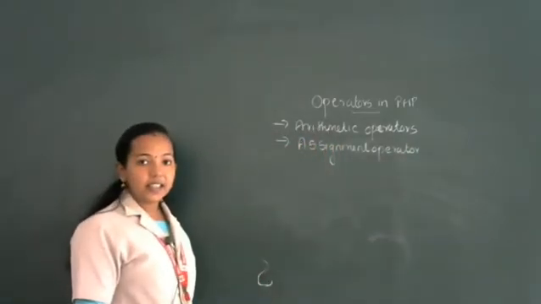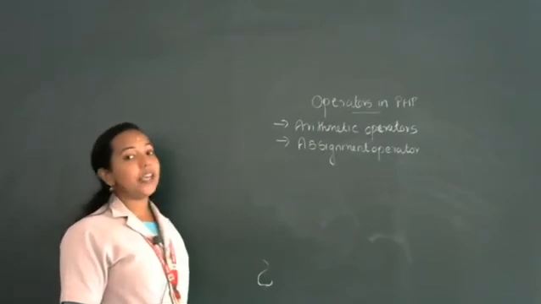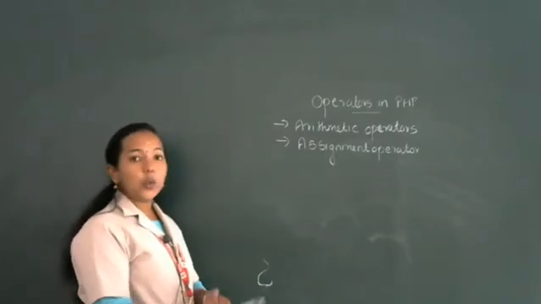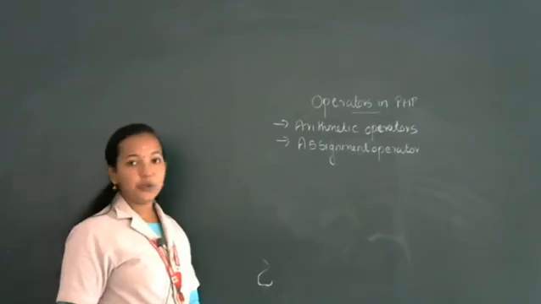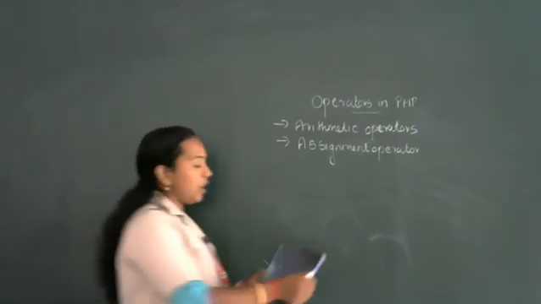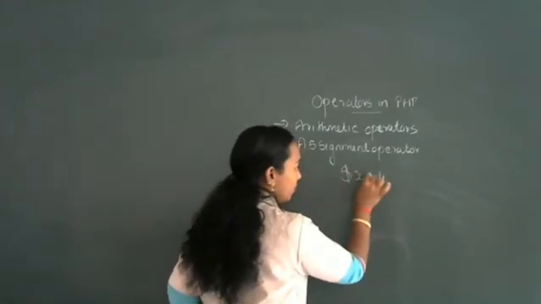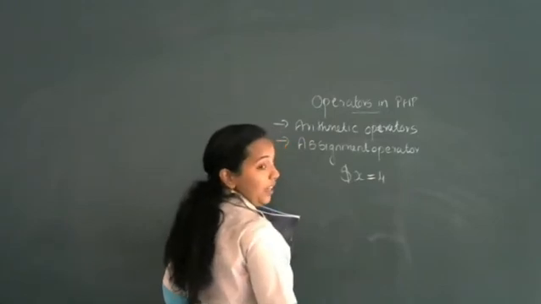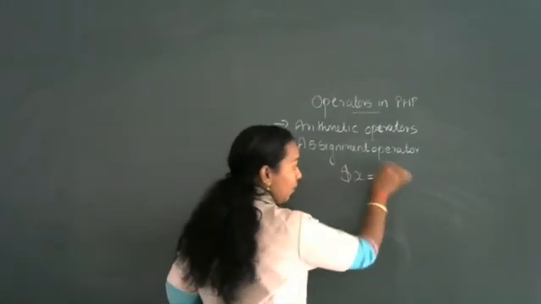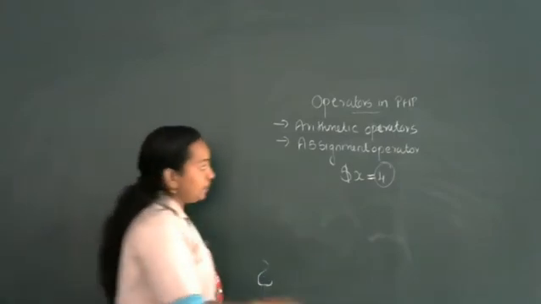Next category is assignment operator. Assignment operator means equal to operator. We are using the equal to symbol for assigning a value to a variable. For example, $x = 4. For what are we using this equal to symbol? For copying the right side value to the left side.